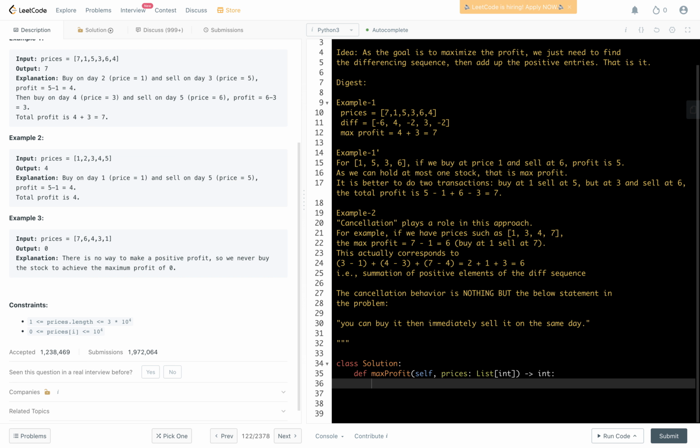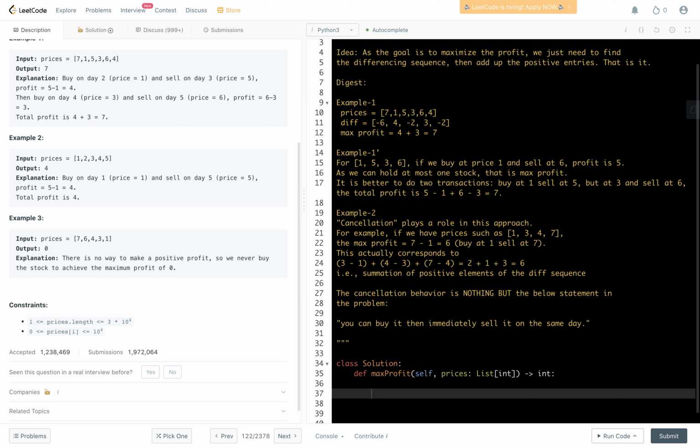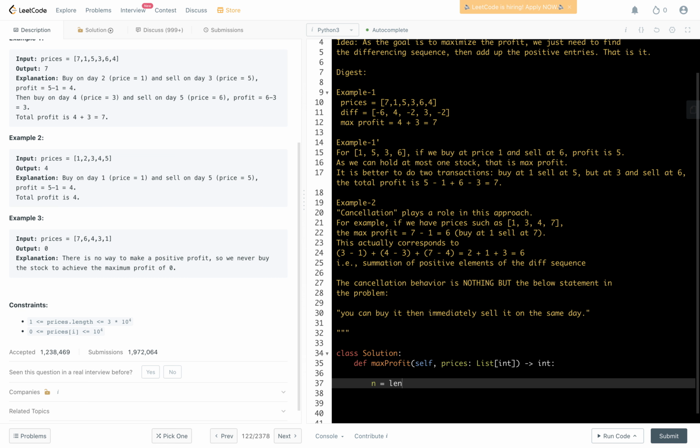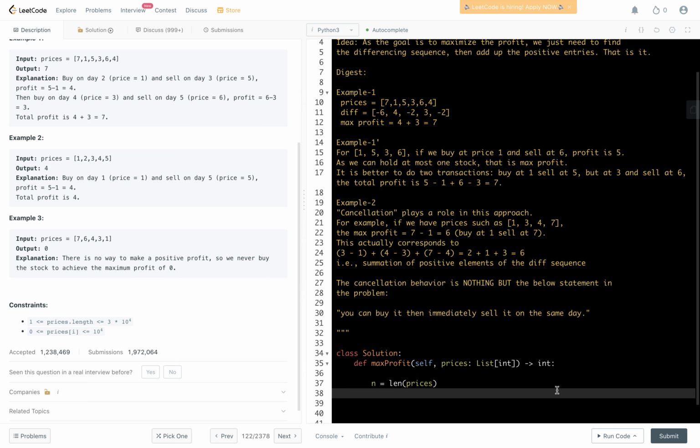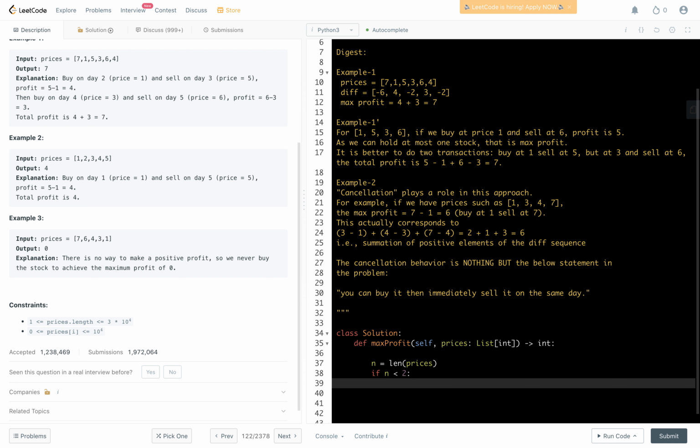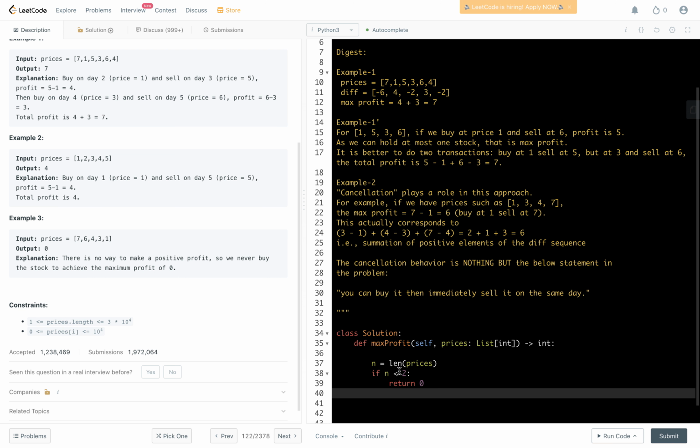For convenience, and for fixing the idea, I'm going to write with a little bit of redundancy. So first, let's check the length of the prices array, just for convenience. We can always do this because the prices array is not empty. So if n is less than 2, no matter whether we do a transaction or not, there's no profit. So we're going to return 0.